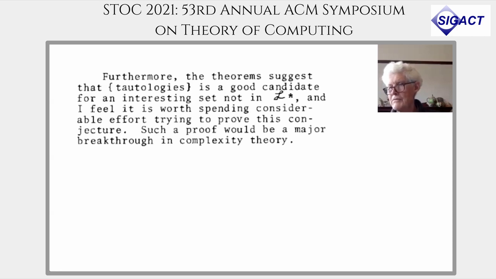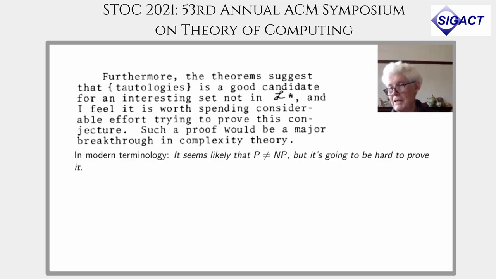Furthermore, the theorem suggests that tautologies is a good candidate for an interesting set not in L star. That is, not in polynomial time, and I feel it is worth spending considerable effort trying to prove this conjecture. Such a proof would be a major breakthrough in complexity theory, i.e. P not equal to NP. In modern terminology, it seems likely that P not equal to NP, but it's going to be hard to prove it.